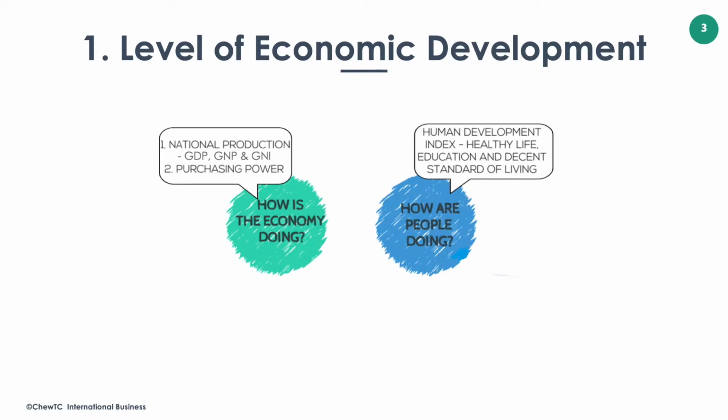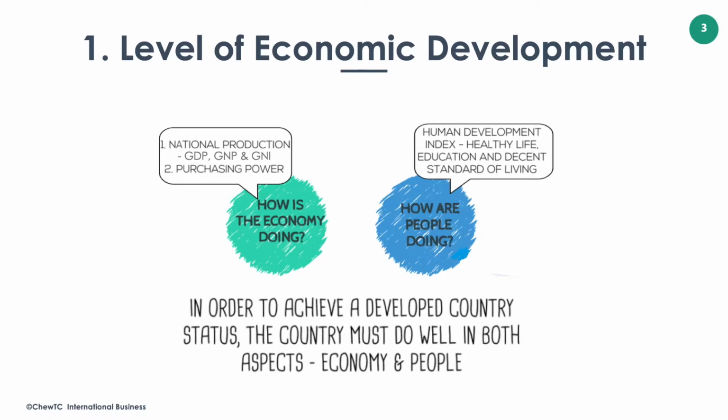There are two aspects to be considered in order to measure economic development among countries. First, how well is the economy doing, which can be measured using national production and income, and second, purchasing power. On the other aspect, how well are the people doing, which we measure using the Human Development Index. In order for a country to be considered as developed, the country must do well in both aspects, economy and also people.